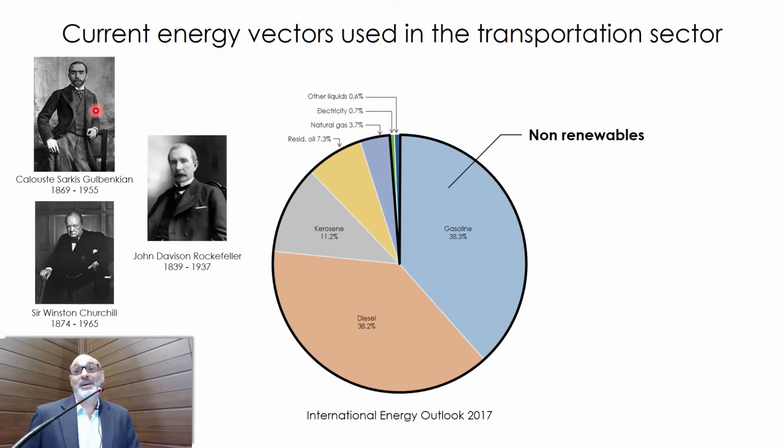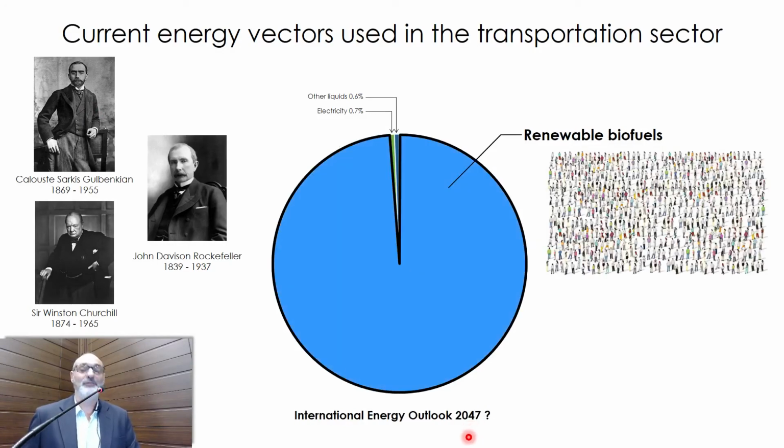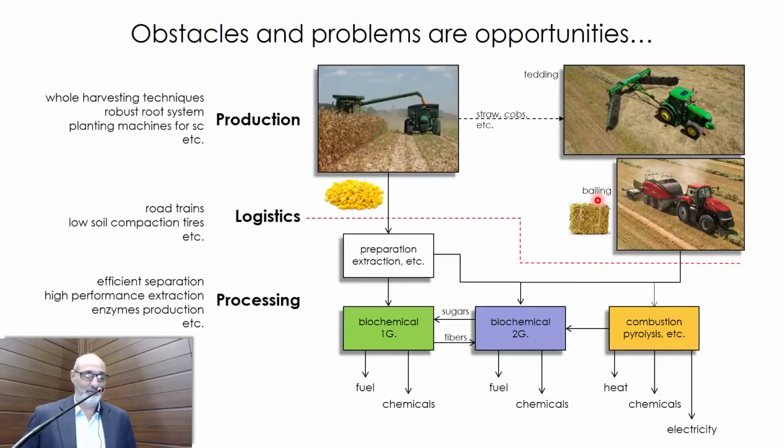But that's the scenario today. We want to change it. This is the Energy Outlook from 2017. Possibly in 2047, we're going to have 99% of renewables. Not the new Mr. 5%, but the new Rockefellers and the new Winston Churchills are possibly among us. So let's try to see how this can be done.